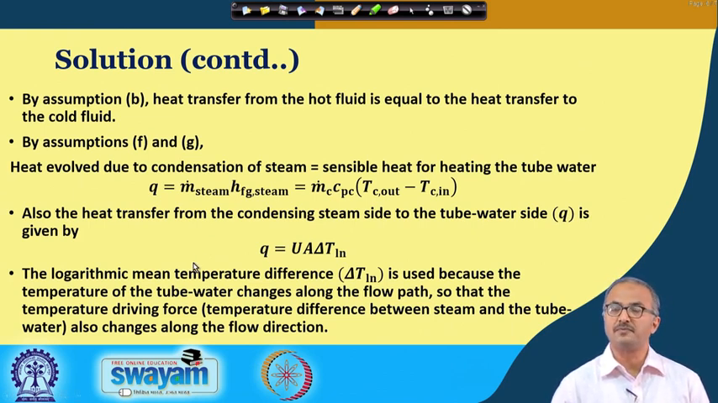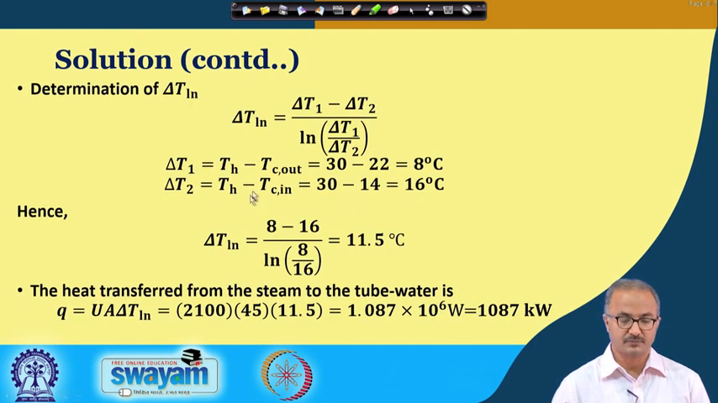About this, you can find out more in my lectures or in some other books: why and when we need this logarithmic mean temperature. So here is the formula to find the logarithmic mean temperature. We plug in the values of delta T1 and delta T2, and we get delta T ln. Ln signifies the logarithmic mean.